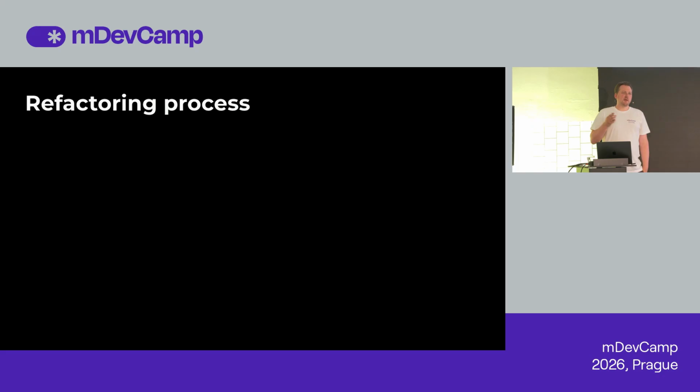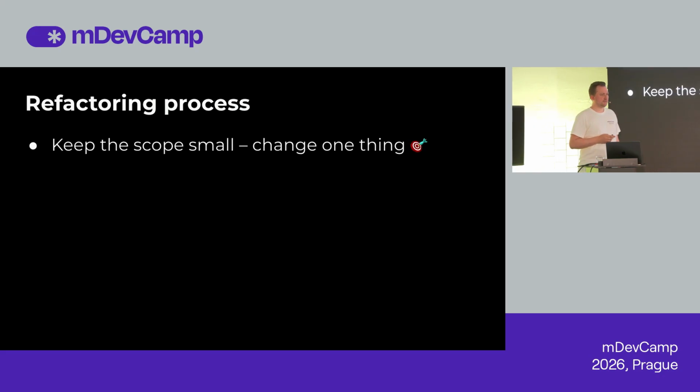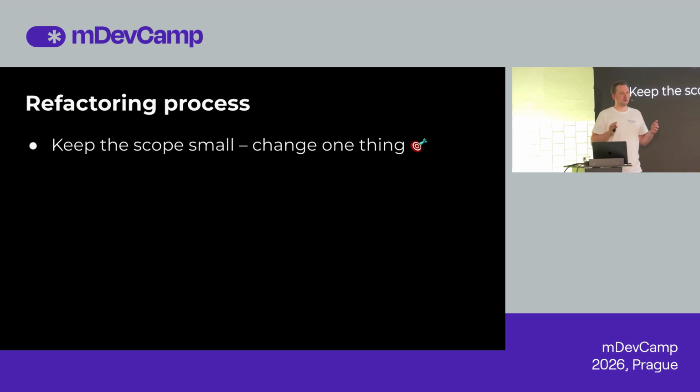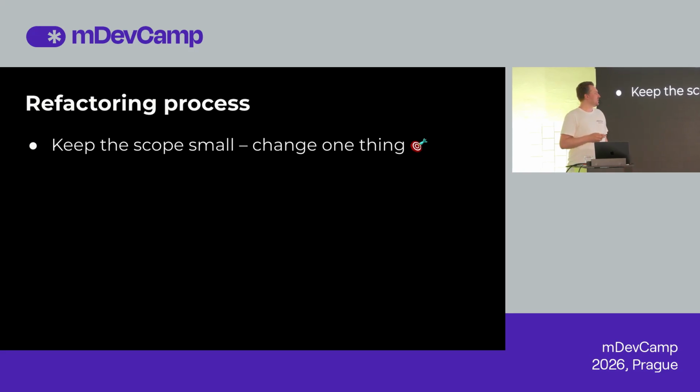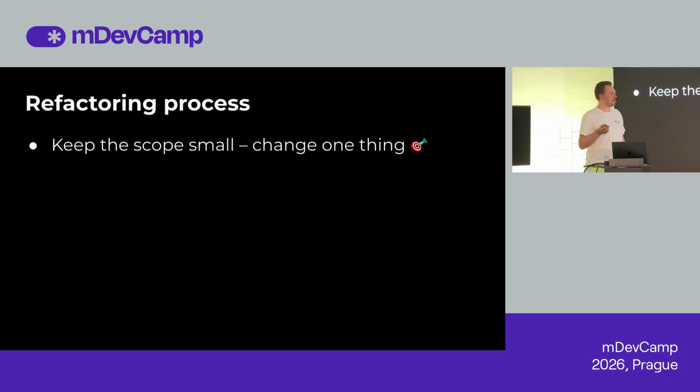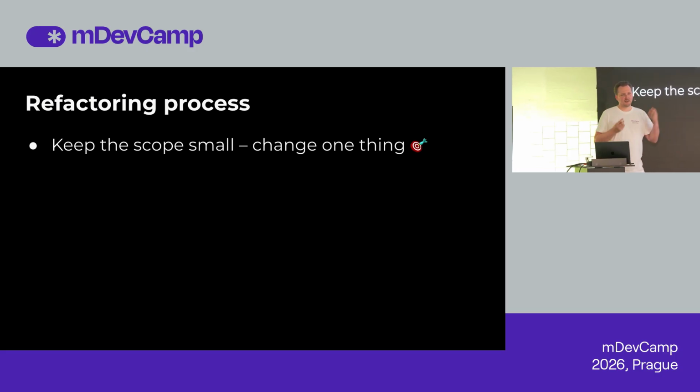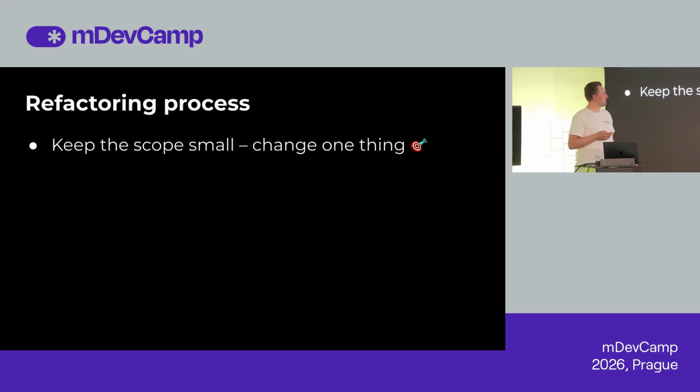So some tips about how to do actual refactoring, or how I do it usually. The most important thing is to keep the scope of the refactor small. Don't try to fix everything at once. If you do this, you will get into a state where the app just cannot compile, and you can throw everything away and start again. I myself have done this multiple times. So don't do this. Just change one library, one dependency, one thing.